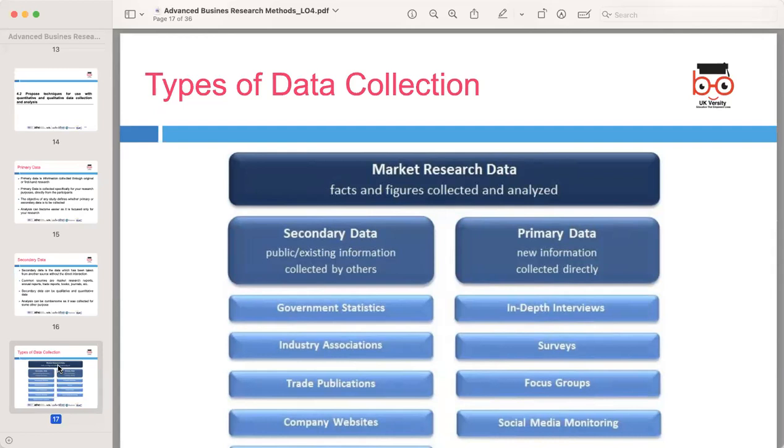Secondary data refers to existing data collected by someone else for a different purpose, but can be used for new research. Researchers analyze and interpret this data to address their research questions. So primary data is in-depth, new information collected directly for your own research: in-depth interviews, surveys, focus groups, or social media monitoring.